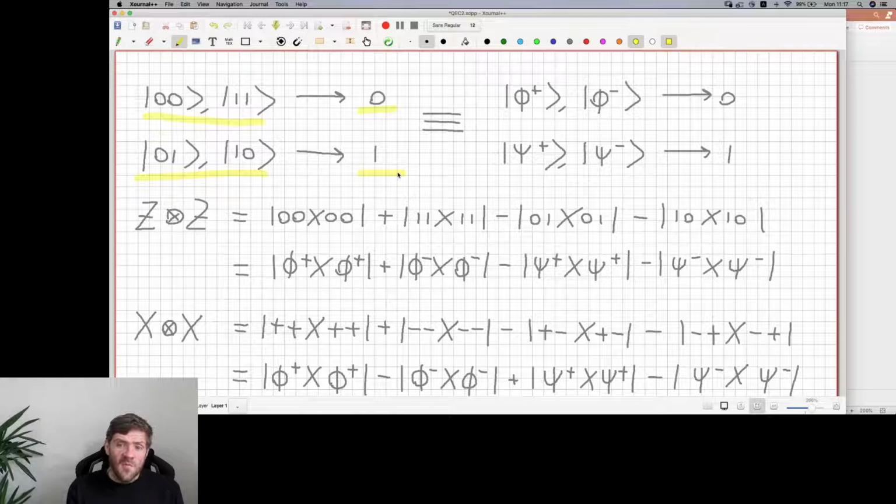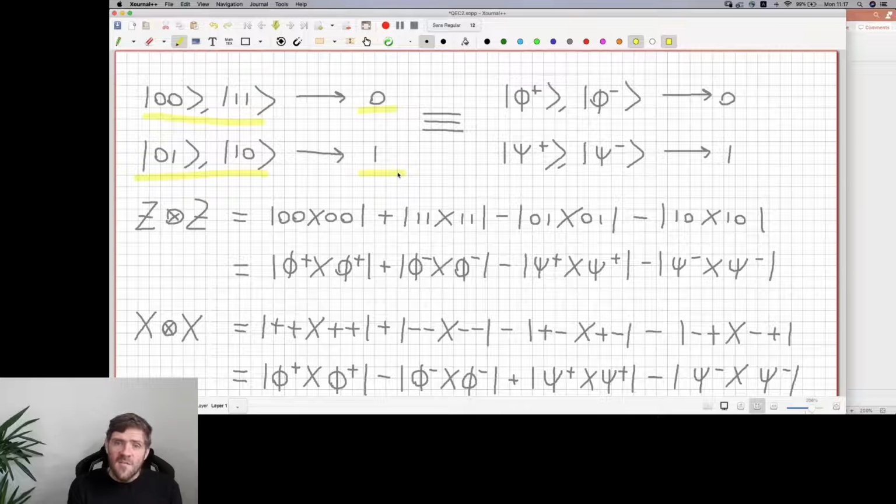If we had a superposition of even parity states with odd parity states, then it would have to choose between the two and disturb the superposition. But if we just have even parity states, it outputs a 0, superposition's fine. Odd parity states, outputs a 1, superposition's fine.